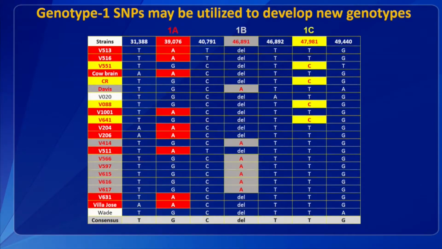So this is the table showing some of the SNPs that we detected in different strains in genotype 1 strains. So these are the three I highlighted here, three mutually exclusive SNPs that we can utilize to develop new genotypes.